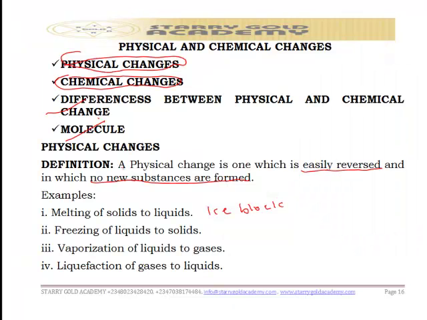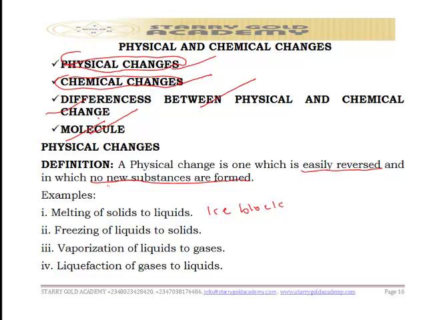Welcome back. Previously, we learned about physical and chemical change. We discussed the physical change and also the chemical change. We also discussed the difference between physical and chemical change, and lastly we discussed molecules. Let's refresh our memory.